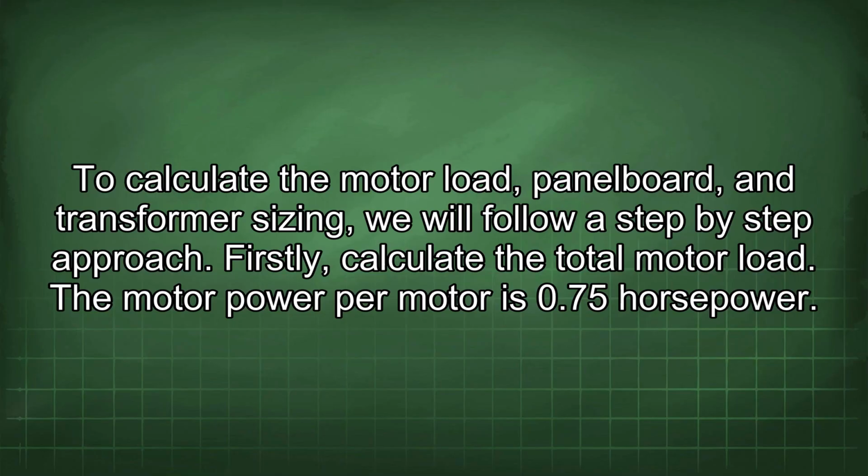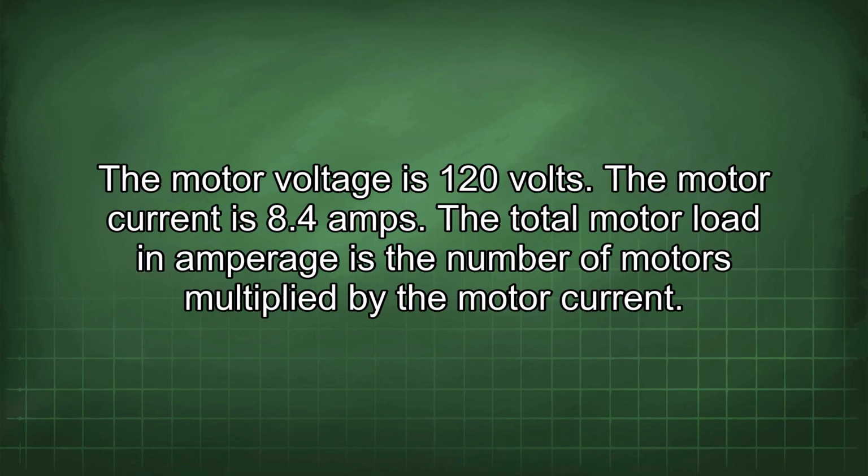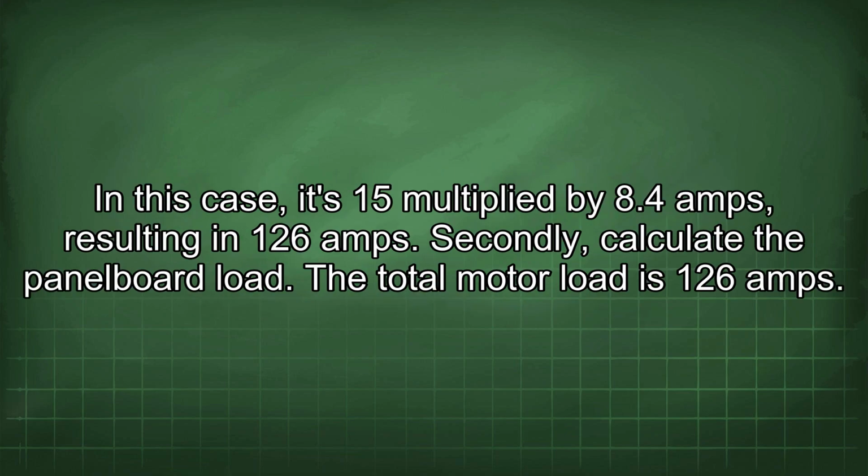To calculate the motor load, panel board, and transformer sizing, we will follow a step-by-step approach. Firstly, calculate the total motor load. The motor power per motor is 0.75 horsepower. The motor voltage is 120 volts. The motor current is 8.4 amps. The total motor load in amperage is the number of motors multiplied by the motor current. In this case, it's 15 multiplied by 8.4 amps, resulting in 126 amps.